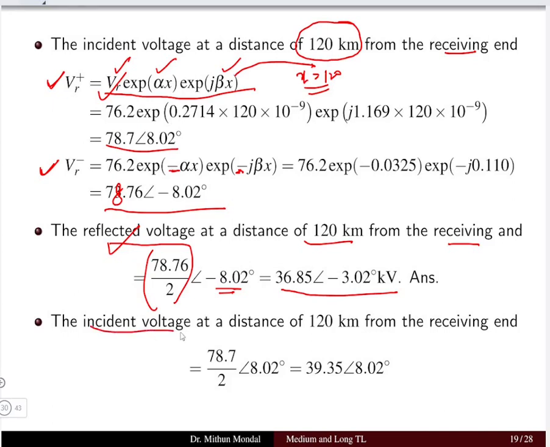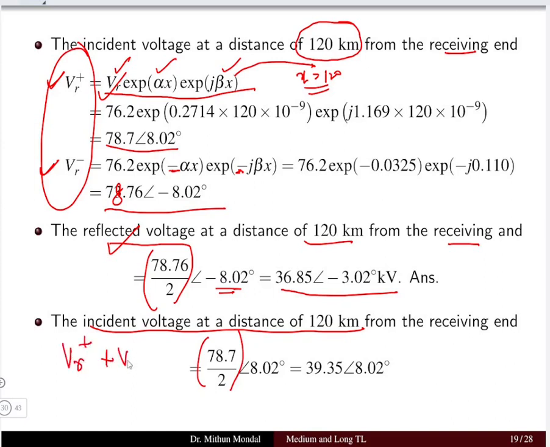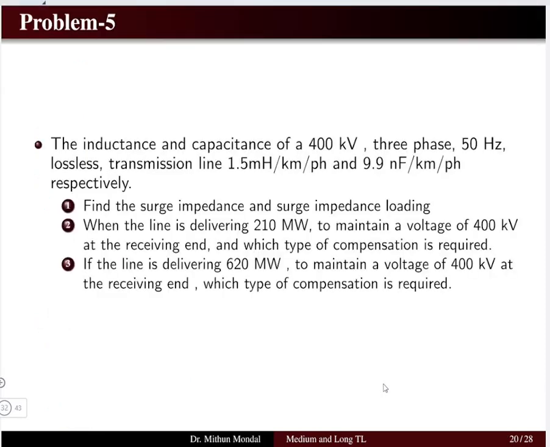Now, what is the incident voltage at a distance of 120 kilometer? From this information, we have to calculate that. That is equal to 78.7 minus 2. So we have VR plus VR minus divided by 2, or otherwise VR plus divided by 2. That will give us the incident voltage at a distance of 120 kilometer from the receiving end. So this way we can calculate both incident voltage and reflected voltage.